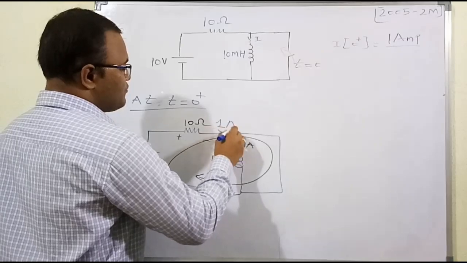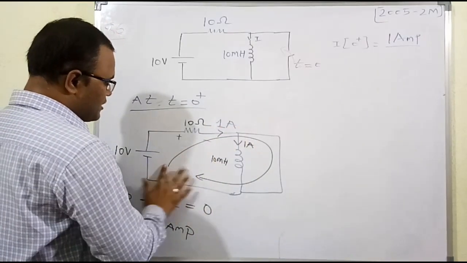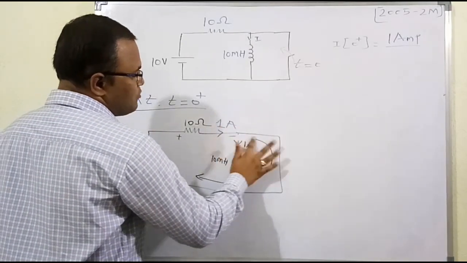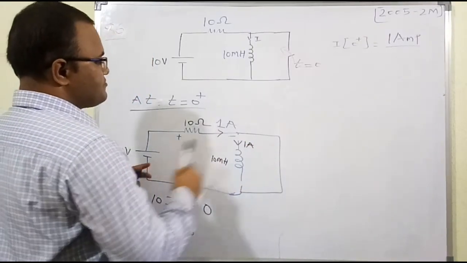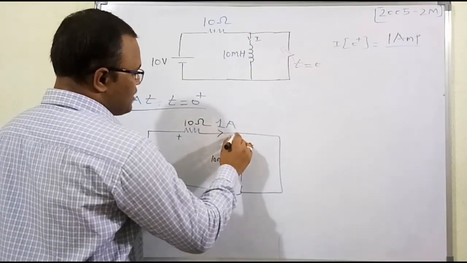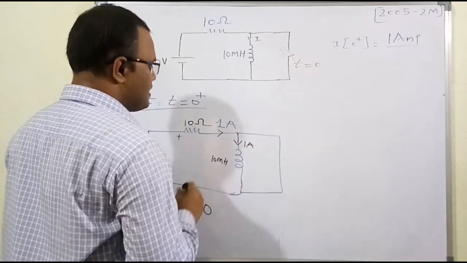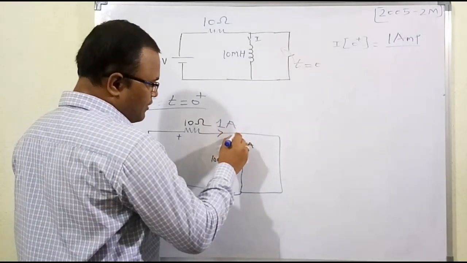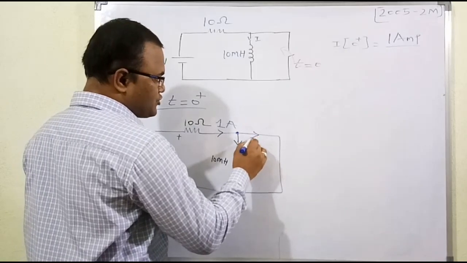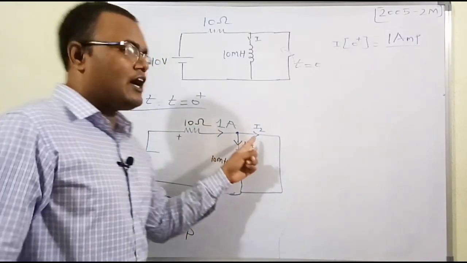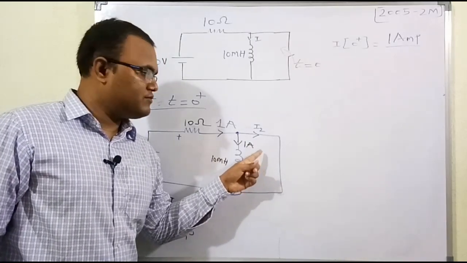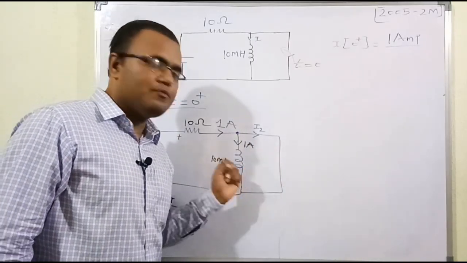Now I am removing all these things so that it will be very easy for us to analyze the circuit. What I am trying to say is, now I want to find the current in this short circuit branch. Let me assume this is I2. So I want to find the value of the current in the short circuit branch.